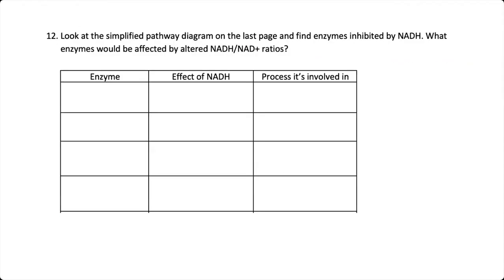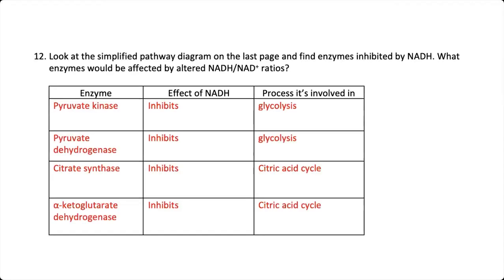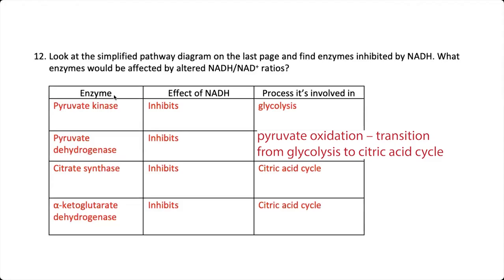So if we look at that diagram, let's look at what enzymes are actually inhibited by NADH, and thus would be affected by altered NADH to NAD plus ratio. I realize this table is kind of stupid because I say the ones that are inhibited and then I say effective NADH. But basically pyruvate kinase of glycolysis and pyruvate dehydrogenase of the transition from glycolysis into the citric acid cycle. These are going to be inhibited by NADH. And then those are also going to be metabolically irreversible steps. And so you want to regulate them and only commit yourself to making NADH if you are actually going to want to be able to use it in the electron transport chain. And then you have citrate synthase and alpha-ketoglutarate dehydrogenase in your citric acid cycle that are going to be inhibited by NADH as well.